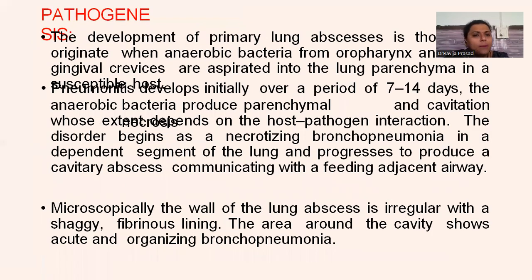So what is the pathogenesis of lung abscess? The development of primary lung abscess is through anaerobic bacteria originating from the esophageal and gingival crevice being aspirated into the lung parenchyma of a susceptible host. The pneumonitis develops initially over a period of 7 to 14 days.